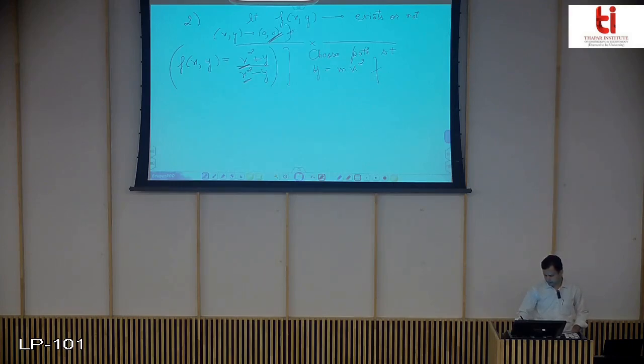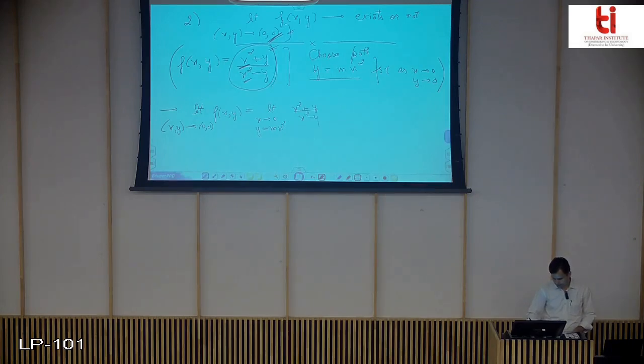Let me write: choose path y = mx² such that as x tends to 0, y tends to 0. So you can see the path y = mx² chosen by us passes through (0,0). And the second point: when we substitute this value in the function, if possible, the terms of variable x should get cancelled from the numerator and denominator. So let us see what happens if we substitute the value y = mx² in the function f(x,y).